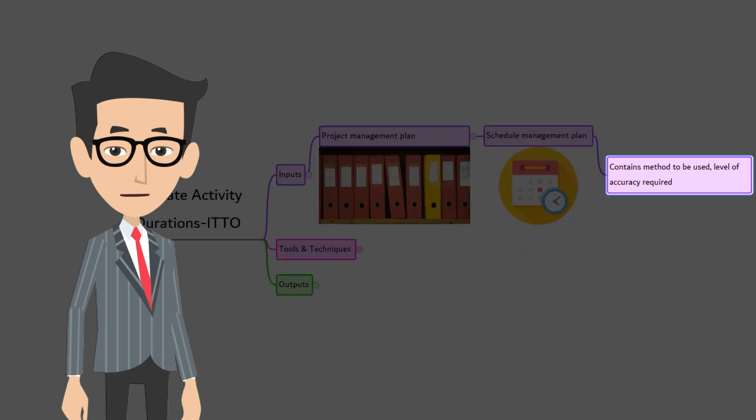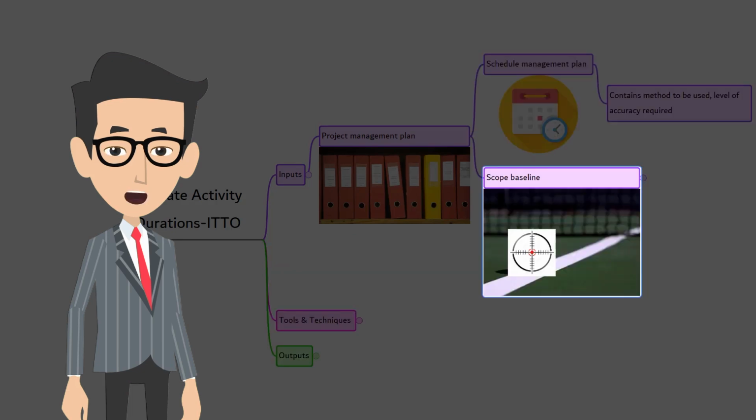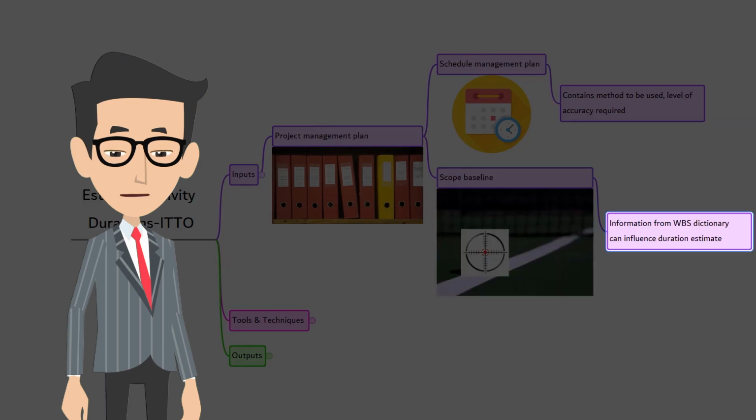To estimate an activity duration, you need the method to be used, level of accuracy required, and other criteria required to sequence the activities. So, naturally, it's an input. The second one is scope baseline. Naturally, the technical details in the WBS dictionary can influence the effort and duration of estimates.